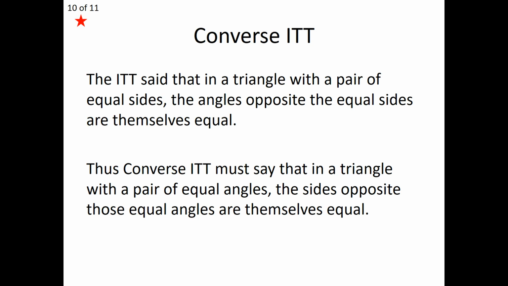Well, the converse then is the exchange of that given and conclusion. So the converse ITT says this: in a triangle with a pair of equal angles, the sides opposite those equal angles are themselves equal. So the converse states, if we have a pair of equal angles, then we have a pair of equal sides.